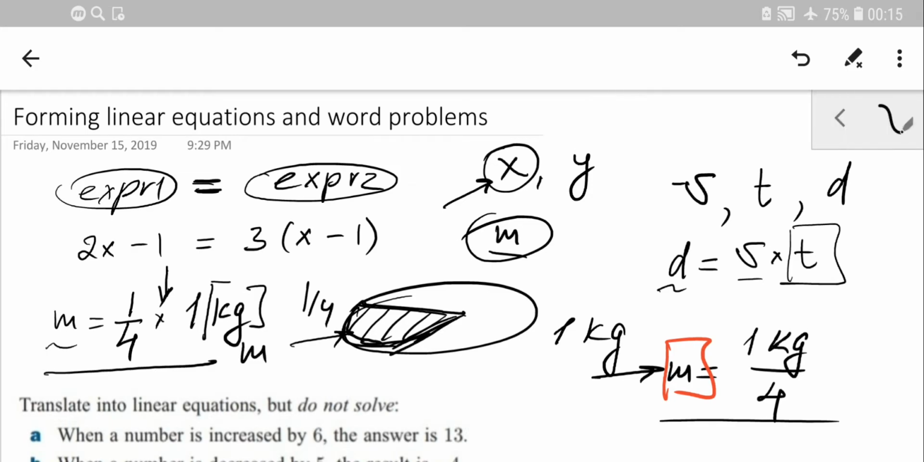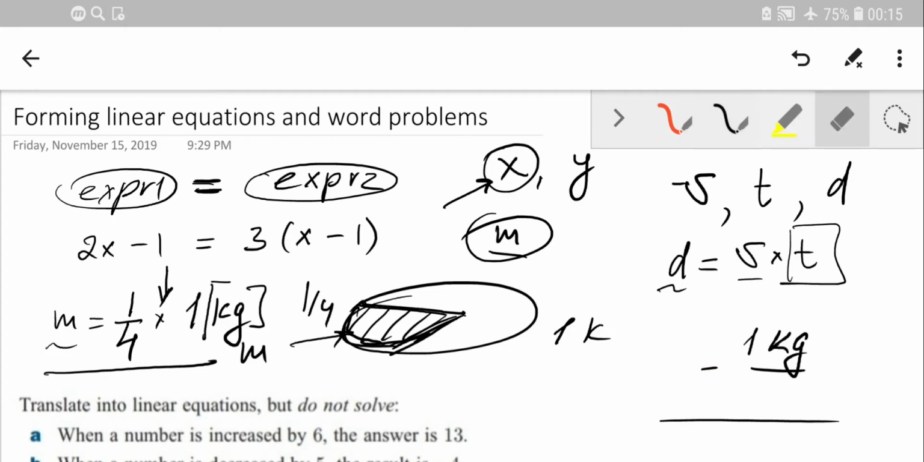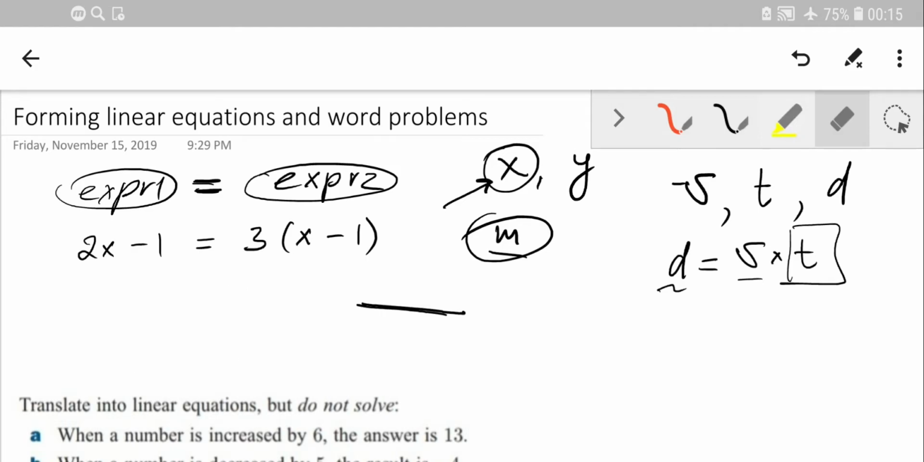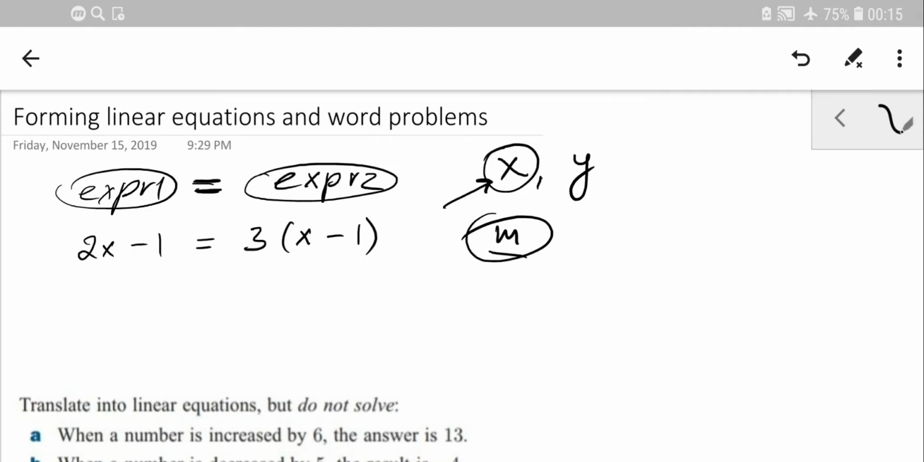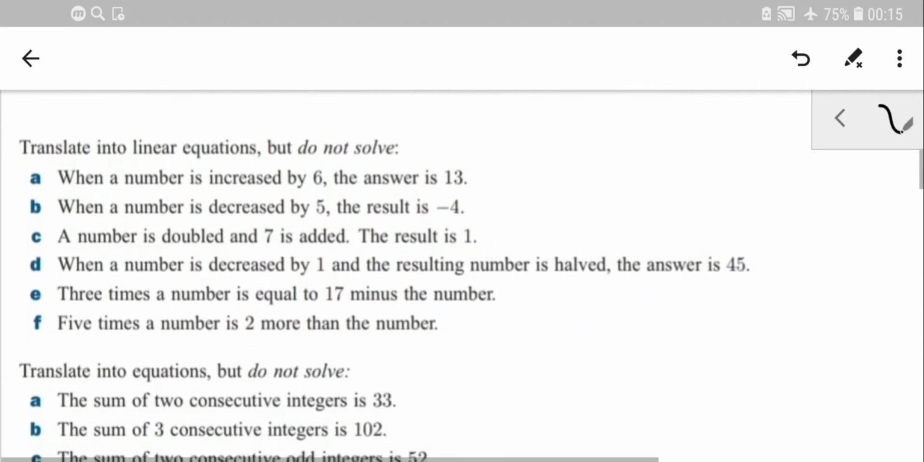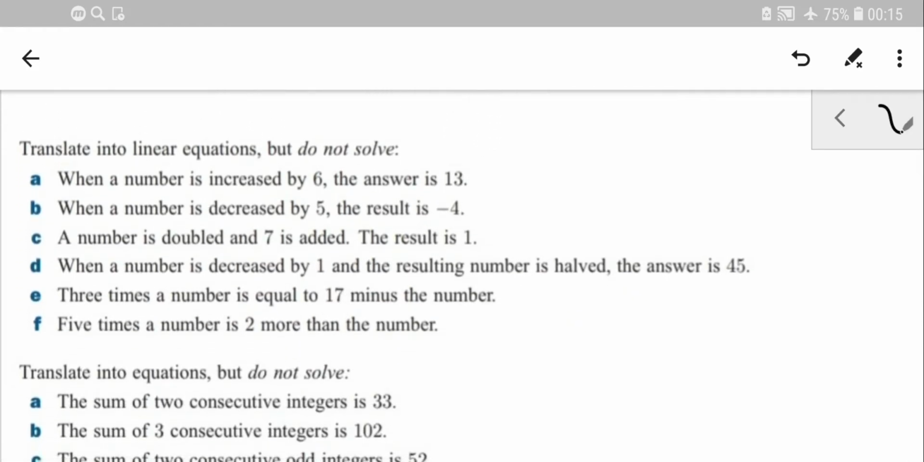All right, so I explained a little of the basics. Probably it's better to keep training instead of just hearing, and that's why we start doing the problems below. I'll erase the space because I need that. We need to have a proper workspace. All right, so: translate into linear equations, but don't solve.